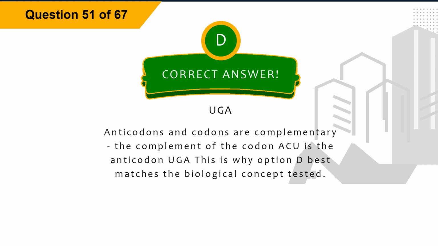Explanation. Anticodons and codons are complementary. The complement of the codon ACU is the anticodon UGA. This is why option D best matches the biological concept tested.